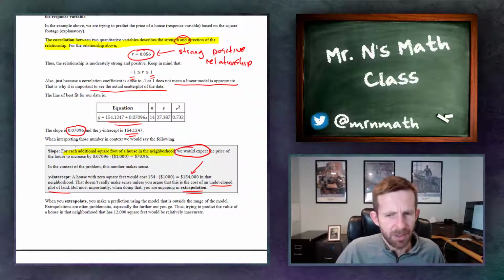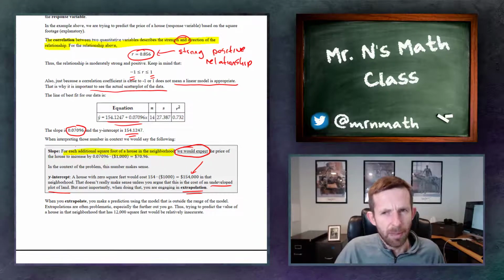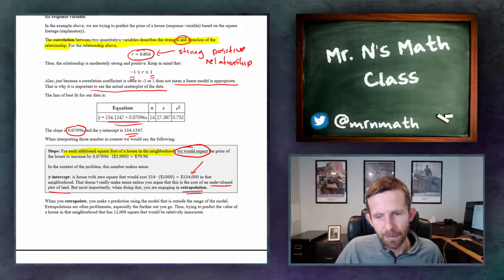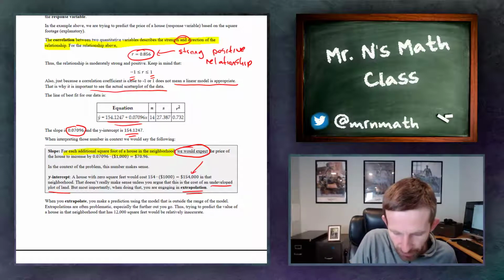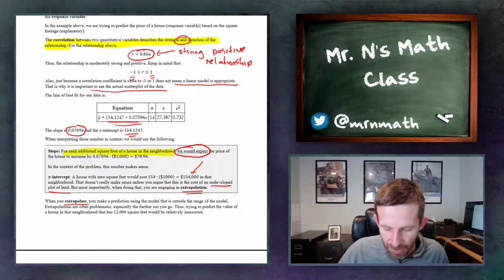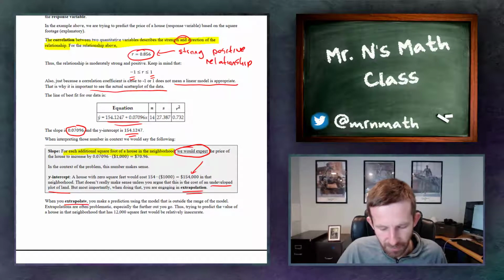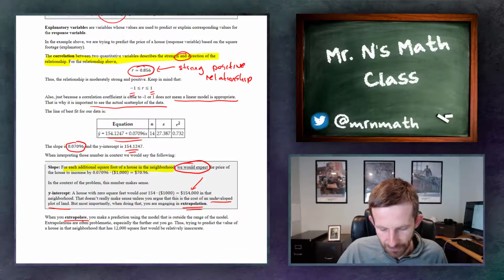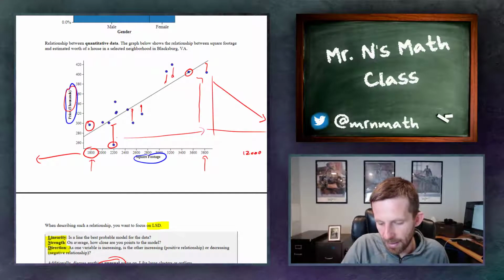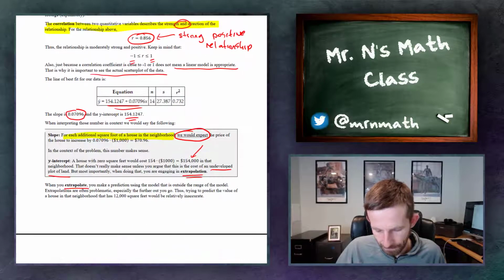And extrapolation pretty much always is going to be problematic. And the further away you go from the range of the data set, the more problematic it is. So when you extrapolate, you make a prediction using a model that is outside of the range of the data. Thus, trying to predict the value of a house in a neighborhood that has 1,200 square feet would be relatively inaccurate. So my range here goes from 1,800 to 3,800. So if I wanted to predict the value of a house that has 1,200 square feet or 12,000 square feet, that'd be very problematic. It's way out there.